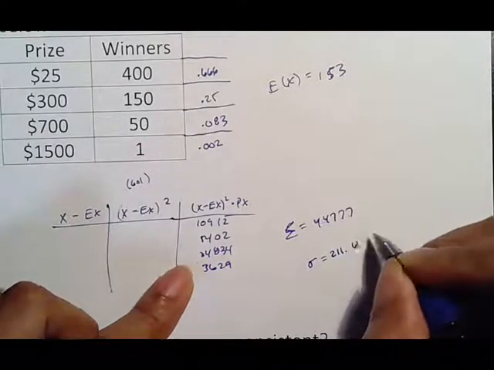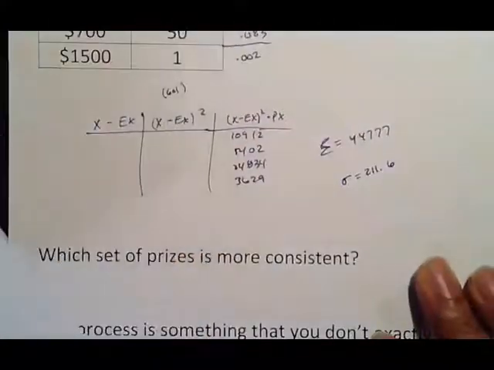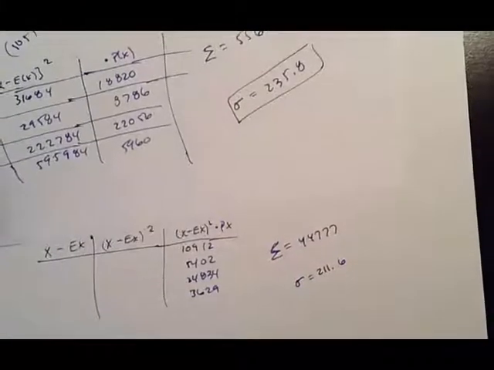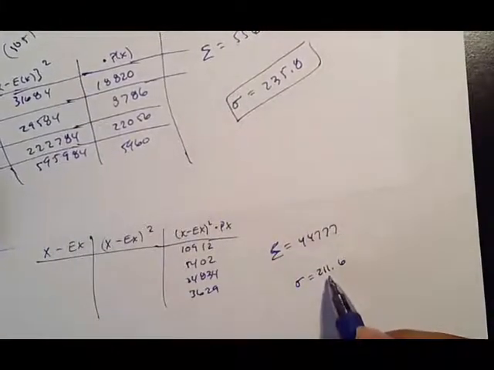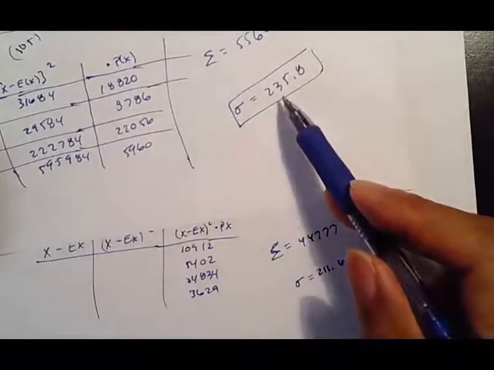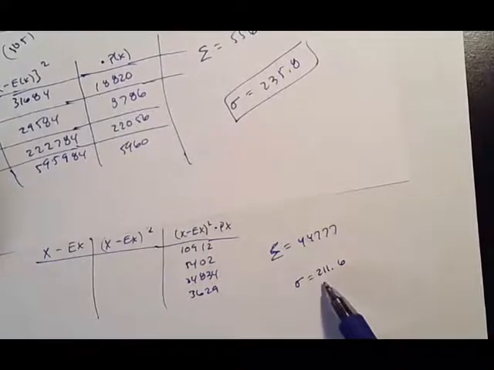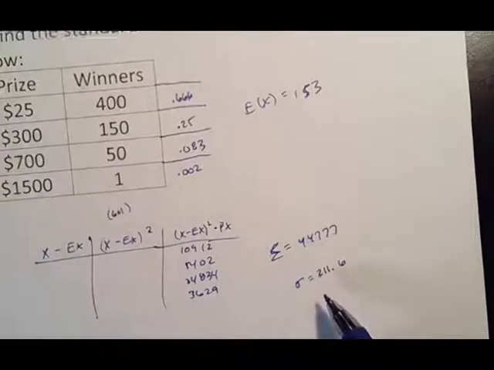211.6. So looking at these two options, which one is more consistent, which is what that is asking you, the more consistent one would be this one here, which would be the second one, because those numbers are less spread based off of the statistical reading. This is less spread, even though it's not perfect, but it is less spread out than the other one.